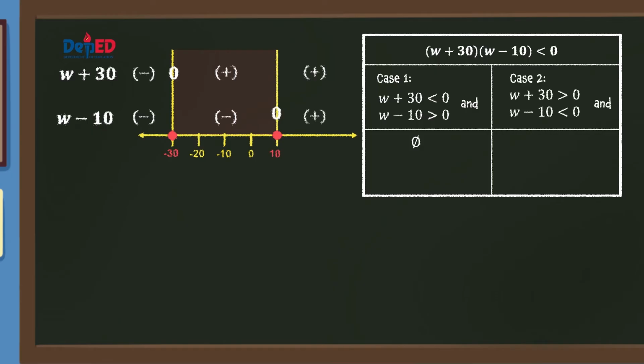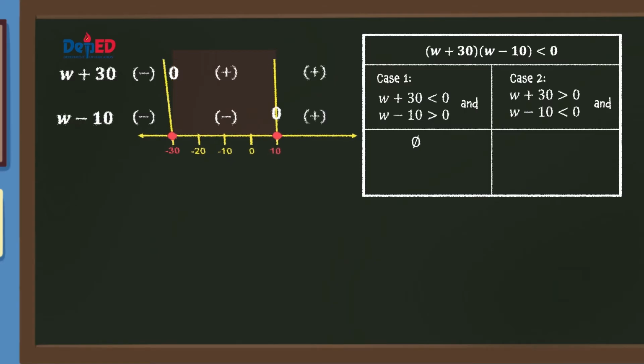In case 2, the factor w plus 30 must be greater than 0 or positive, and the factor w minus 10 must be less than 0 or negative to satisfy the inequality: binomial w plus 30 times binomial w minus 10 is less than 0. Looking at the graph, do we see a region where the value of the factor w plus 30 is positive and that of the factor w minus 10 is negative?